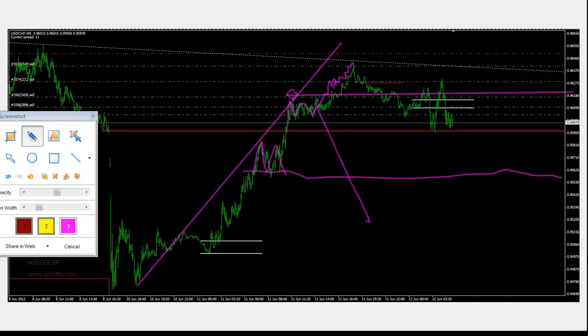Instead, what we saw, she went into like a 20 pip consolidation, right? And then she started doing that weird kind of thing, she's rising without any reason. And you can see there's no momentum in that.